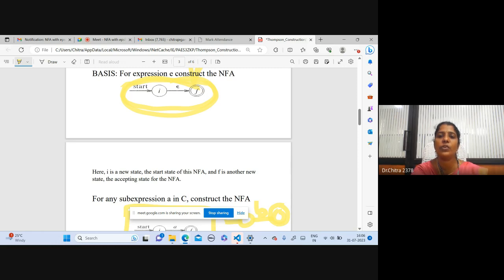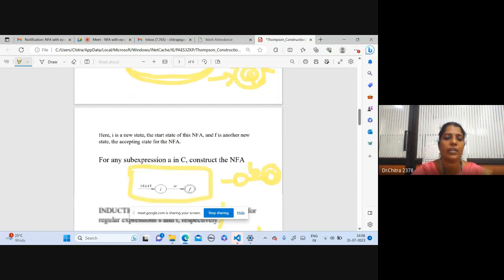Suppose you want to draw the DFA for this one, only one state is enough. This is the DFA, Q naught. This is the DFA that accepts epsilon. Nothing else is there. It will indicate there. This is the deterministic finite automata.